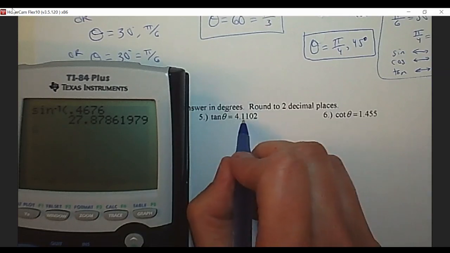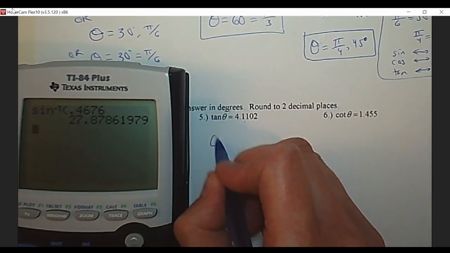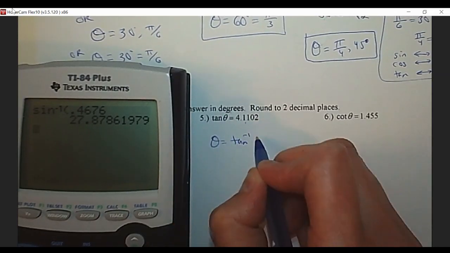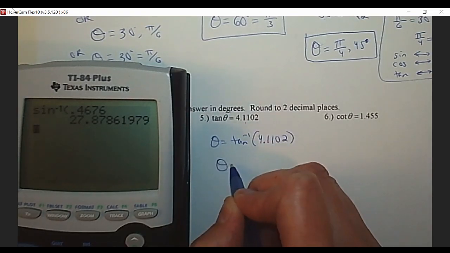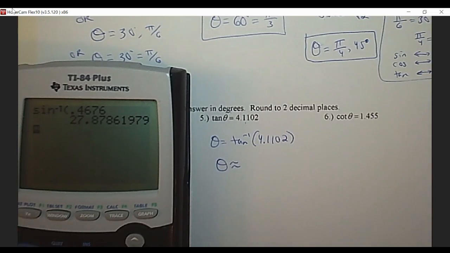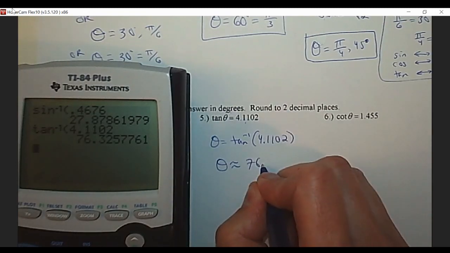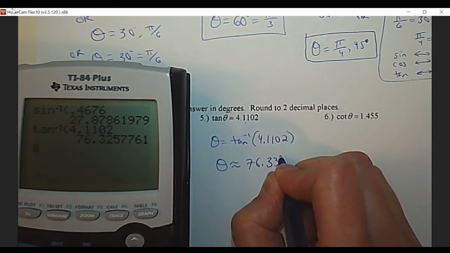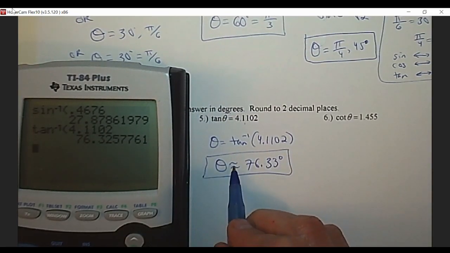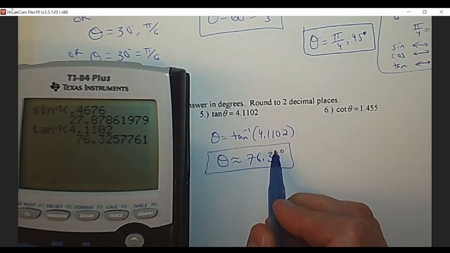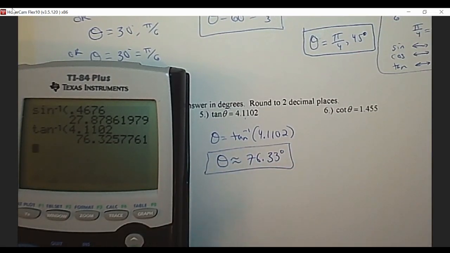All right, next one. This is the ratio. We want to find the angle. So what we're going to do is tan inverse of the ratio. Okay, we're already in degree mode. So tan inverse of 4.1102. And I get 76.33. Don't forget to put degrees on there. Okay, so I'm not going to be crazy picky about the approximately symbol, but the degrees has to be on there. Otherwise, we'd think that you meant radians instead. You don't want to mean radians here.